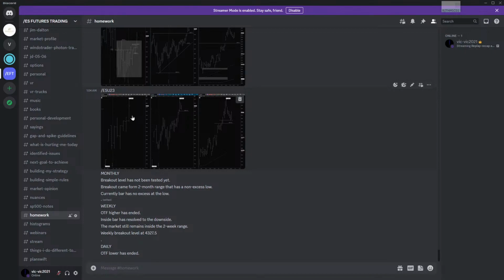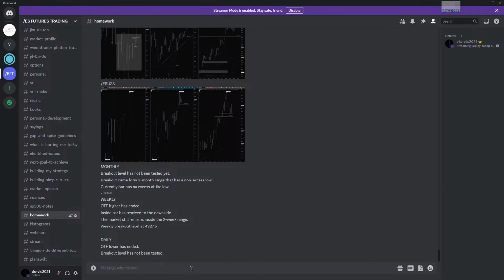Sideways trading, it's not good. I don't think this is such a good sign if there's sideways trading. Okay, in the monthly time frame, one time frame lower has ended. Breakout level has not been tested.